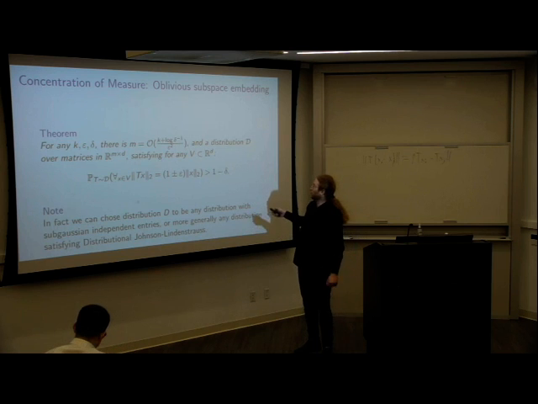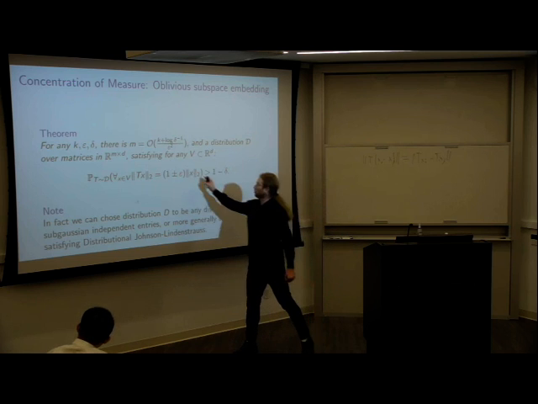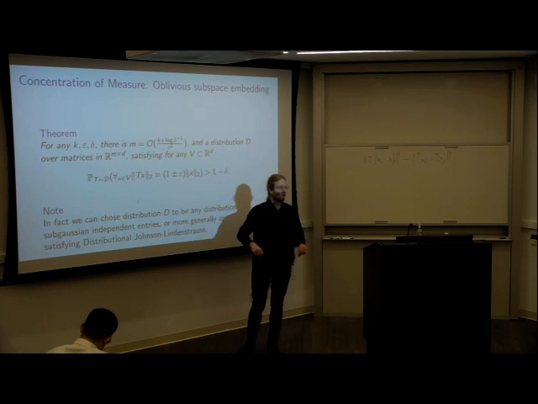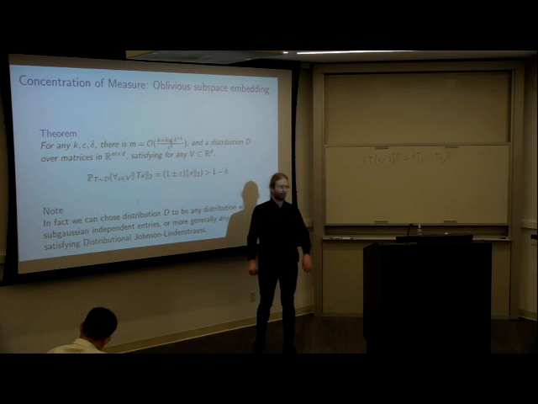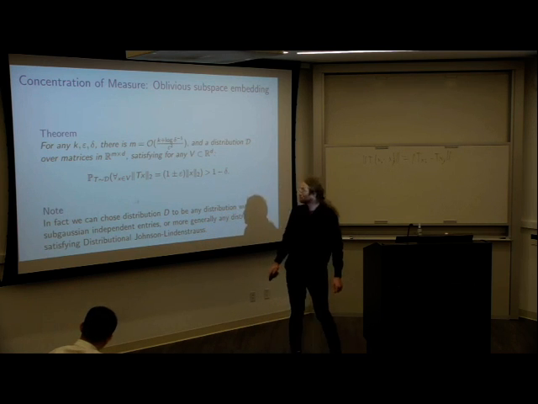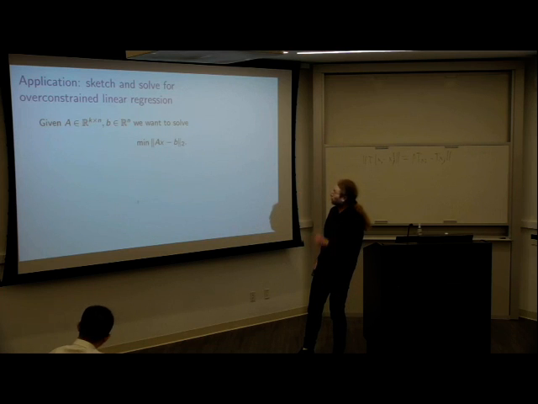So note that here I'm preserving the norm of all the vectors in the subspace. So there are infinitely many of them. I couldn't just use Johnson-Lindenstrauss as it is. It requires a little bit of cleverness. And why would I want to do this?